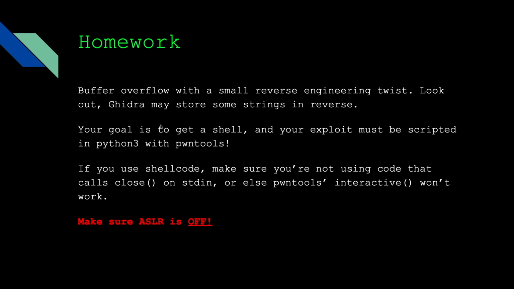So your goal here is to get a shell, as it always is. Make sure ASLR is off when you're doing this. This is not an ASLR challenge, though you actually can do it with it on. It wouldn't be that different, depending on how you do it, I suppose. You must script it with Pwn tools in Python 3.